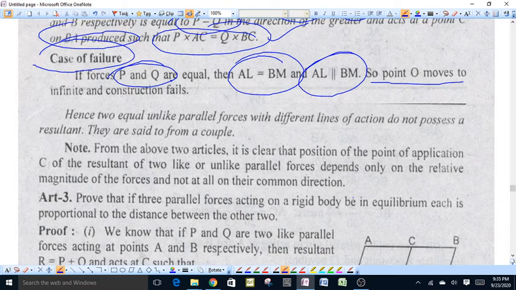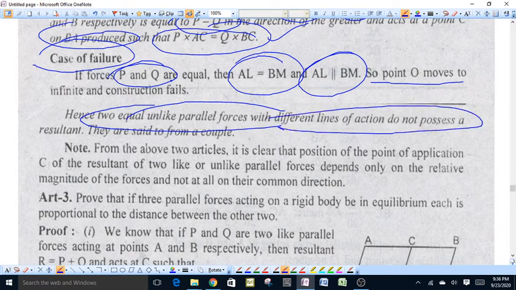Because point O moves to infinity and the construction fails, there will be no point of intersection of the lines of action of R1 and R2. Therefore, we cannot find the resultant of these two forces P and Q. Hence, when we have two equal unlike parallel forces with different lines of action, they do not possess a resultant. They are said to form a couple. We will discuss couple in the next lesson.